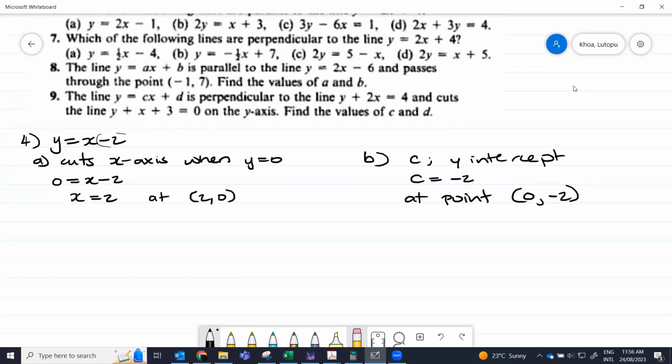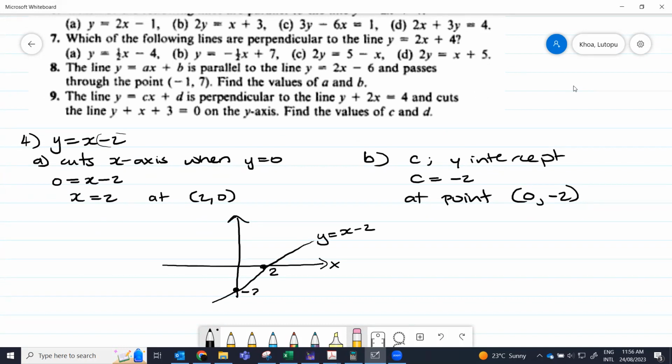And now a sketch, you just draw your x and your y-axis. So this is x, and that is y. So the point (2, 0) is somewhere here, and then (0, minus 2) is somewhere here. Connect them with a straight line. And then y is equal to x minus 2. This is 2, and this is minus 2. Okay, make sure your y-axis is also labeled. So that is how you would solve question 4.